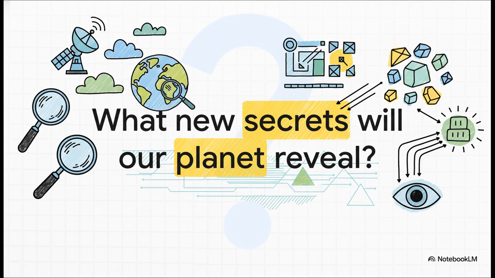And all of this leads to one final exciting thought. We've effectively taught computers to read the secret language of our planet. As the sensors get more sensitive and the algorithms get smarter, this digital eye is only going to get sharper. So you have to wonder, what new patterns, what hidden changes, what secrets will our planet reveal to us next?